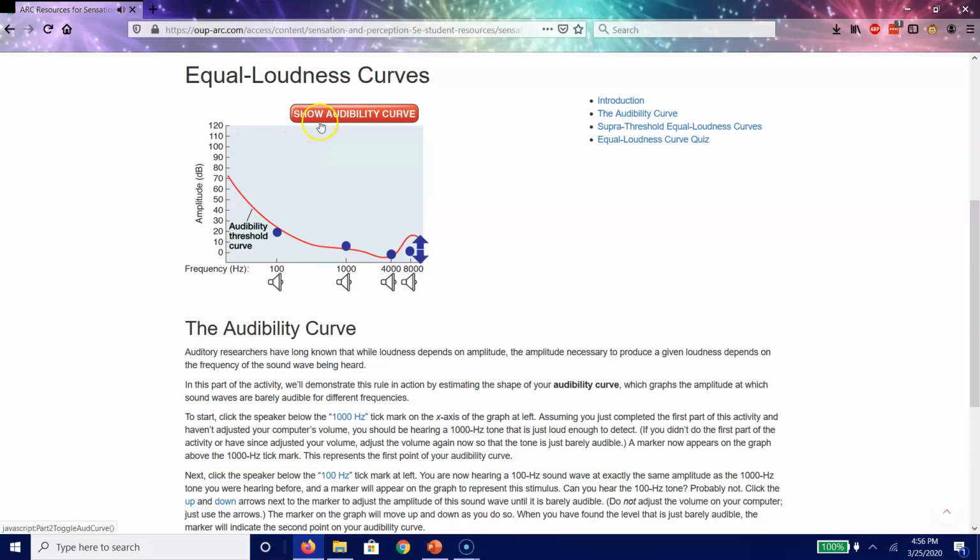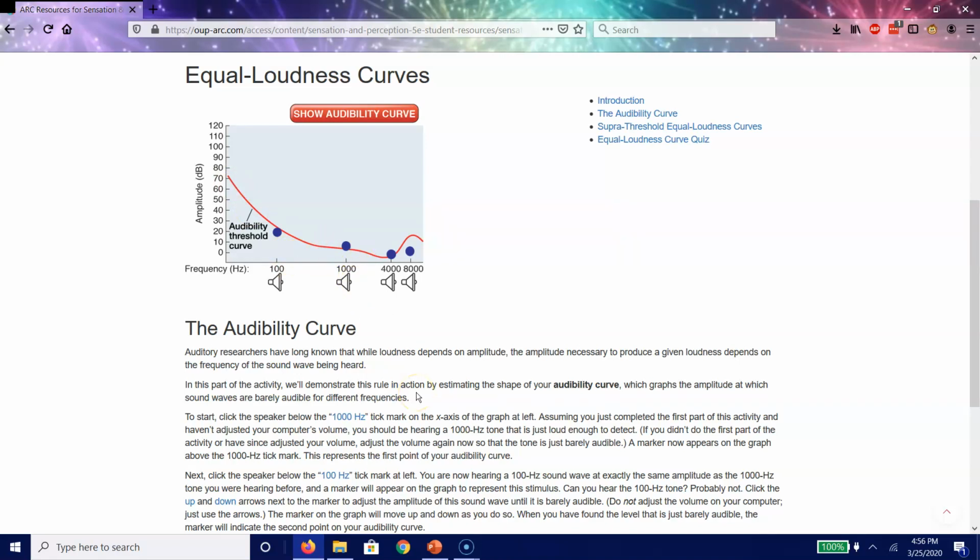But what we tend to find, this is what we call an audibility threshold curve. Basically, sounds on this curve, we perceive them as being equally audible. So for us to hear low frequencies, they need to be really loud. For higher frequencies, they don't need to be as loud.